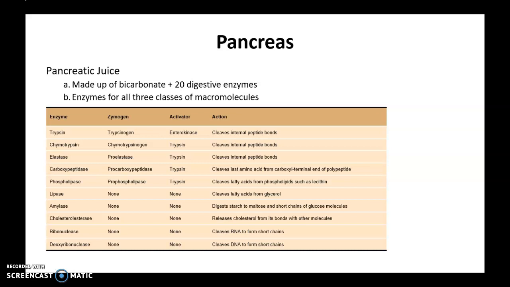say it's enterokinase. Now, once the trypsin is activated, as you can see, trypsin then acts as an activator of multiple other enzymes like chymotrypsin, elastase, carboxypeptidase, phospholipase. I don't want you to remember all these. Just know that trypsinogen is activated to trypsin by enterokinase, and once the trypsin is activated, it in turn activates a bunch of other enzymes. Okay? All right, good.